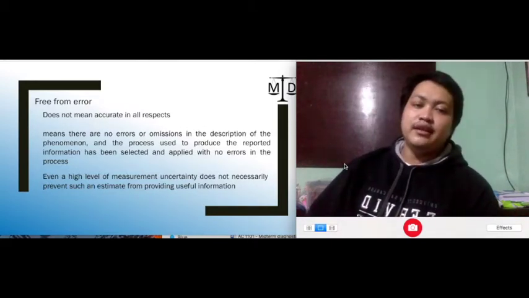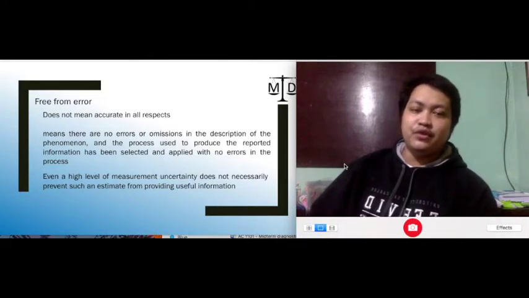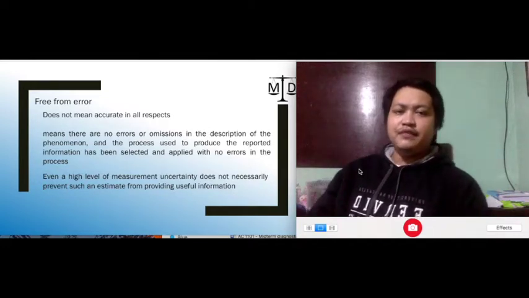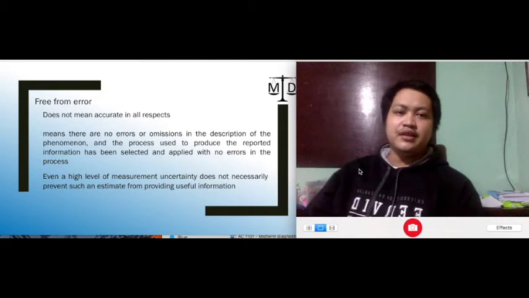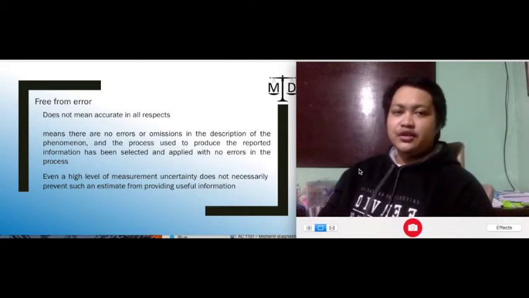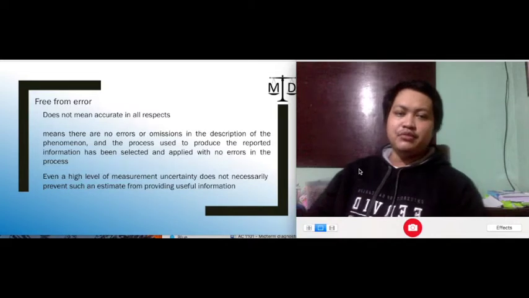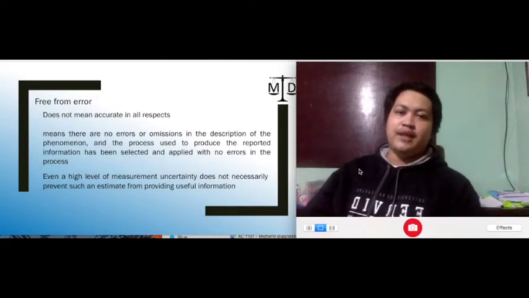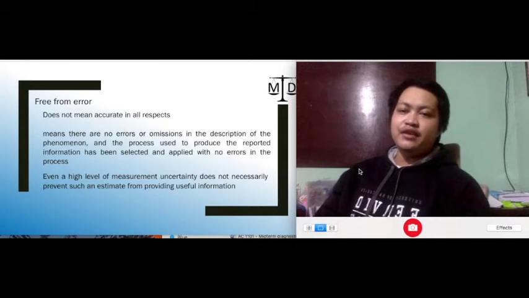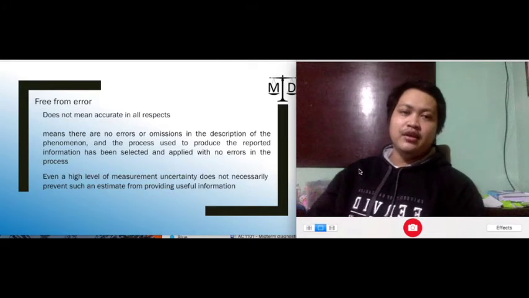Just like in the example I mentioned earlier about the estimation of your liability on a pending litigation, even if we use estimates, the faithful representation requirement is still considered complied with so long as the estimate is clearly and accurately described in the financial statements, we provide sufficient disclosure as to the nature and the limitation of the estimation process, and we did not commit any error or mistake in performing the estimation process. So again, even a high level of measurement uncertainty does not necessarily prevent an estimate from providing useful information.